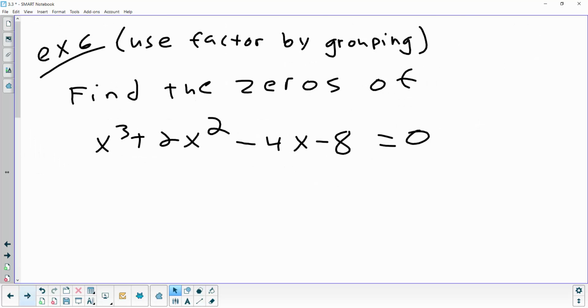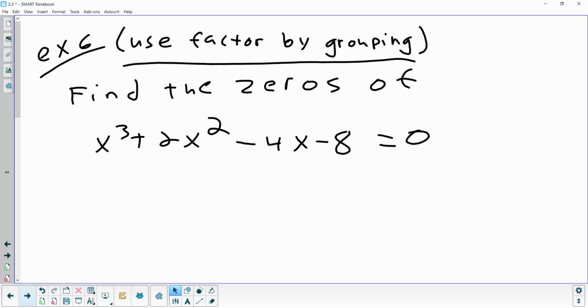Okay, and last one. So this one is back the other way. I'm giving you the problem again. I want you to tell me the roots. And I'm giving you a hint here, which is to use factor by grouping. You use factor by grouping generally when you have 4 terms. 1, 2, 3, 4. Factor what you can out of the first 2, and then factor what you can out of the second 2.